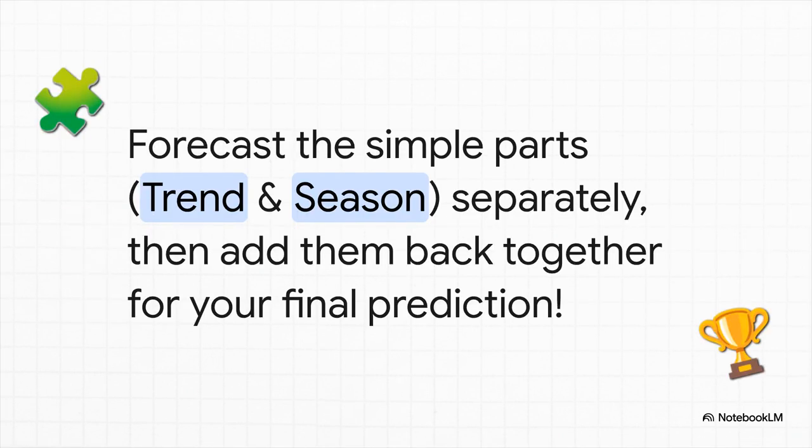And now for the final, really elegant part of this whole thing. Instead of trying to predict that messy, complicated original data, we just predict the simple parts separately. We just extend the trend line out, and we already know what the seasonal pattern is going to be because it repeats. Then we just add them back together. It's a classic divide and conquer move, and it makes a really hard problem a whole lot easier.